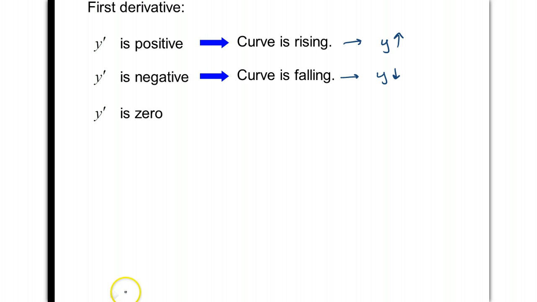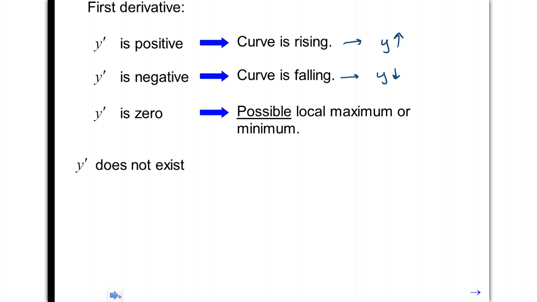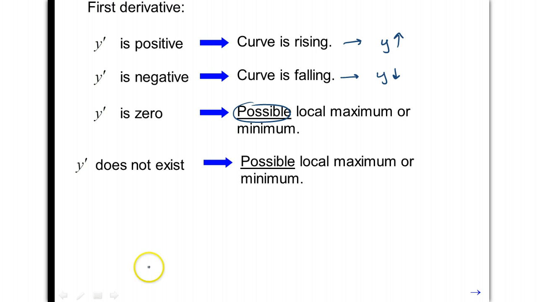If y prime is 0, that implies that there is some possible local maximum or minimum, and I'll talk about that more in a second. If y prime does not exist, that implies there's some possible local maximum or minimum. These are also called relative maximum or minimum. Now for the first one, y prime equals 0, that implies that you have a possible local maximum or minimum.